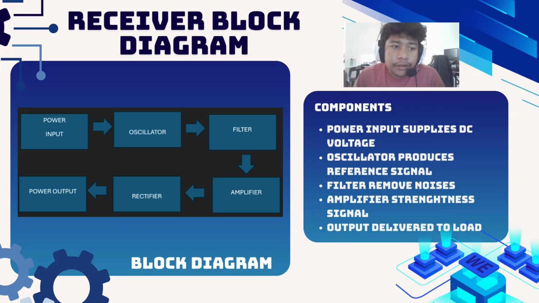Okay, next is the flow for the receiver block diagram. First is a power input, and next to the oscillator, and next to the filter, amplifier, and the receiver, and the last one is the power output.